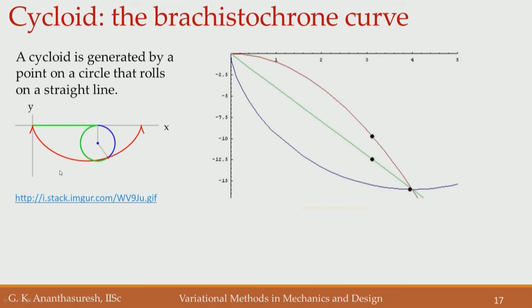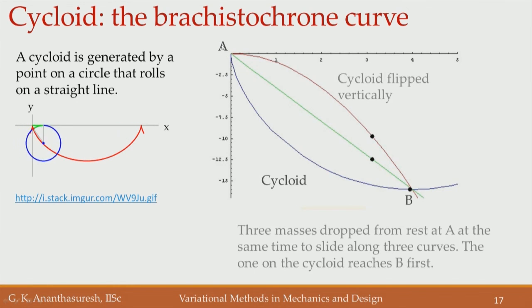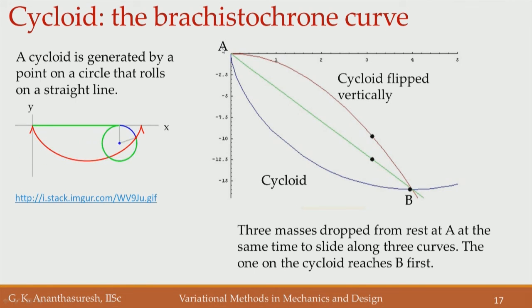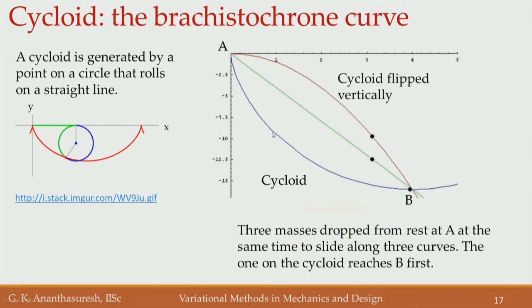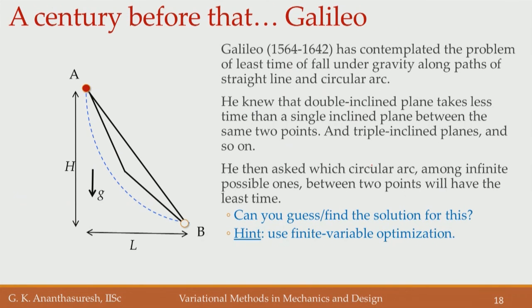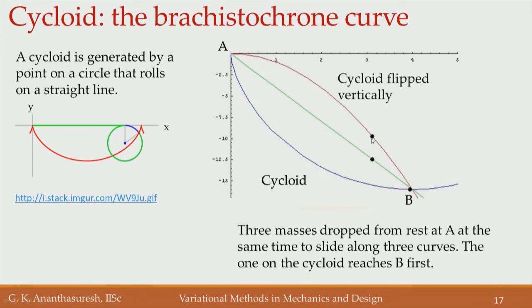If you take part of that, if this is our point A, okay, and this curve is the cycloid. Okay. So, we have here the other cycloid which is vertically flipped, and there is this green line which is the line joining points A and B. Now, if all these 3 points, that is this point and this point and this point, all 3 points, let us say, start at the same time at A, and there is gravity here.